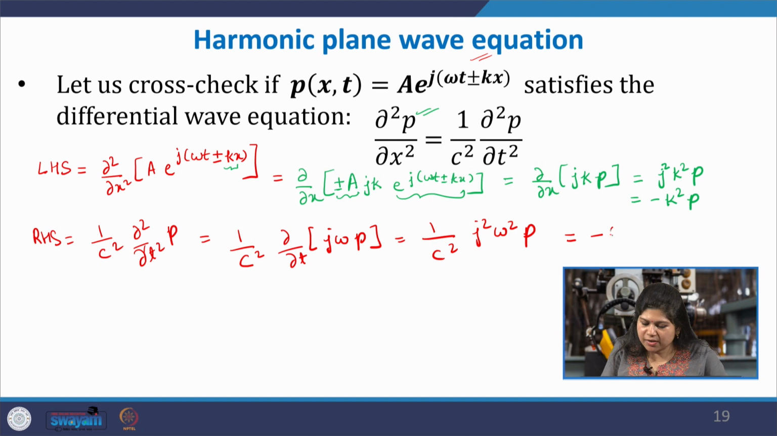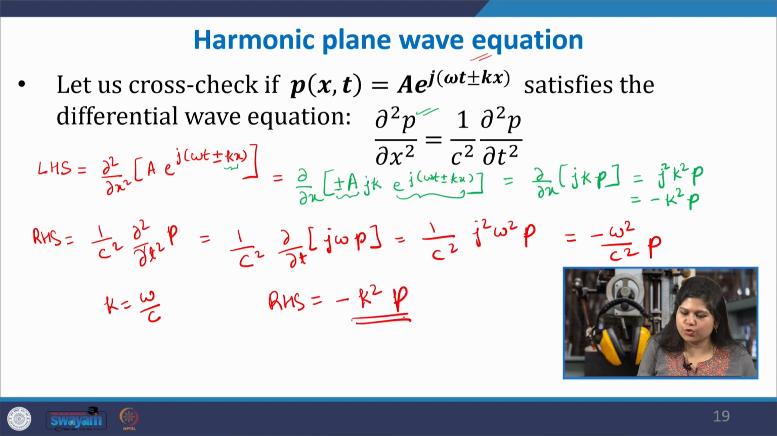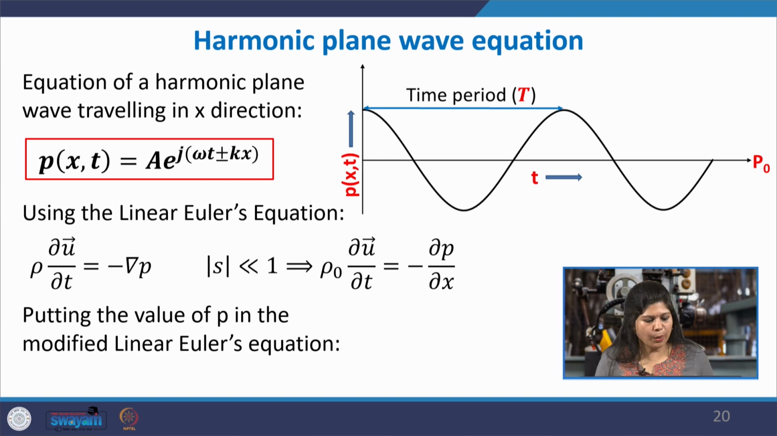So, you get minus omega square by c square times p, and we have already derived that k is equal to omega by c. So, the right hand side becomes the same as the left hand side. So, yes, this equation satisfies our plane wave solution. Okay. Fine. So, this is the equation of a harmonic plane wave travelling in the x direction.